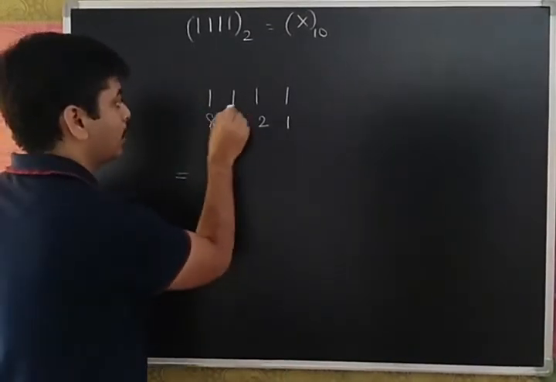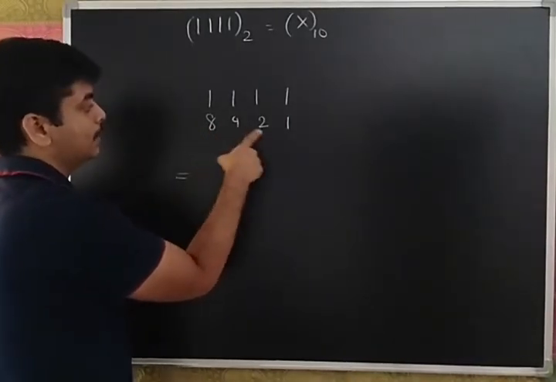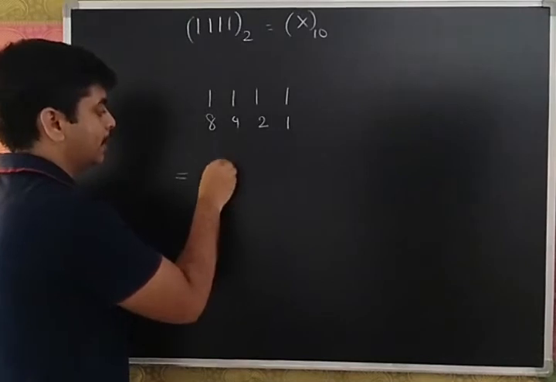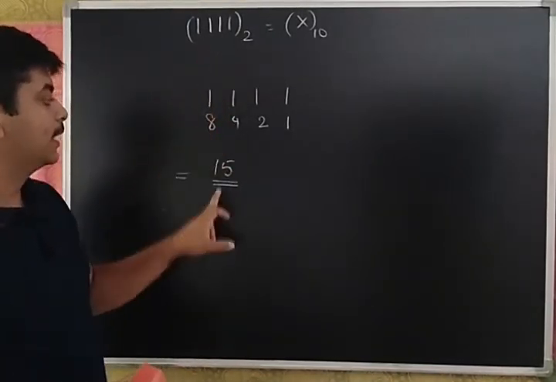So you have 1 on all these terms. So 8 plus 4 plus 2 plus 1. 12 plus 2, 14. 14 plus 1 is 15. So the equivalent decimal system for the number 1111 is 15.